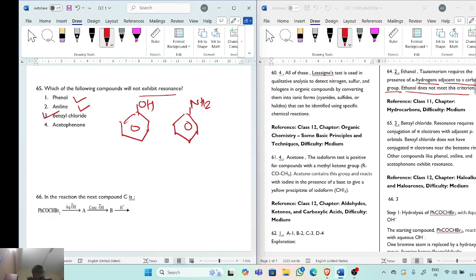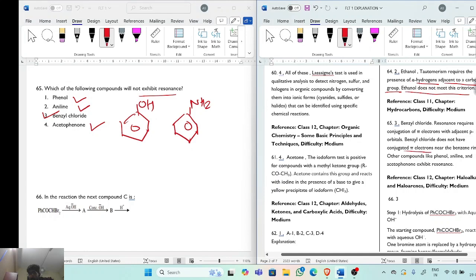And acetophenone, yes, in this compound resonance is also possible. Resonance requires conjugation of pi electrons with an adjacent p orbital. Benzyl chloride does not have conjugated pi electrons near the benzene ring, that's why it cannot show resonance.